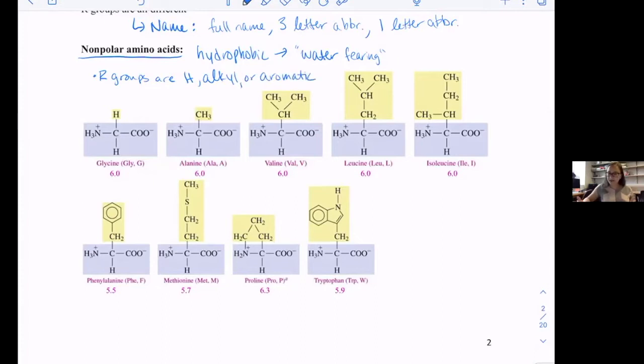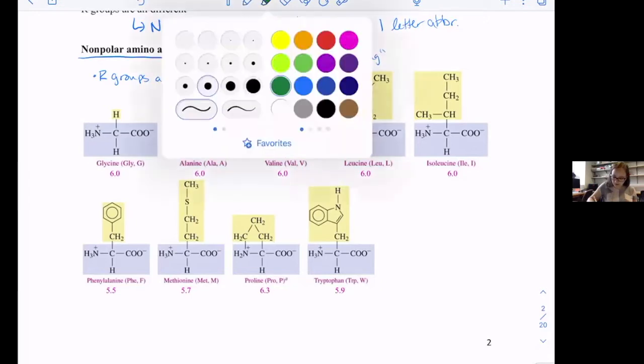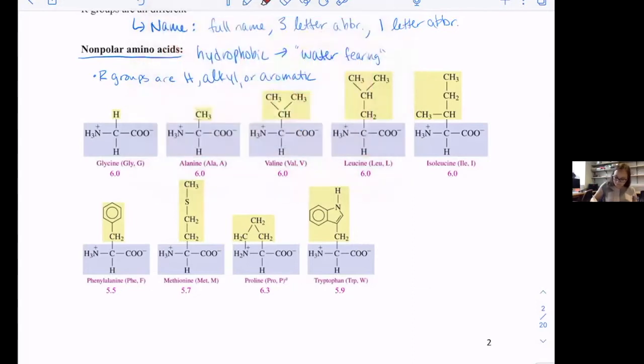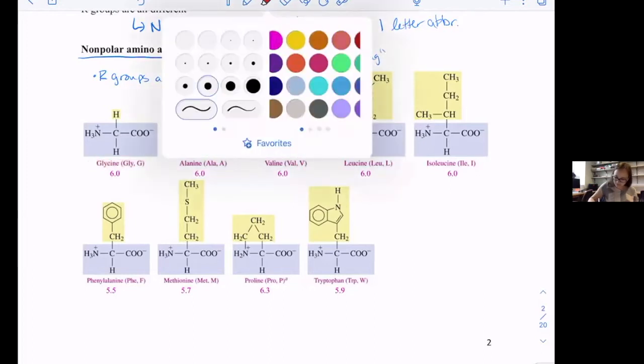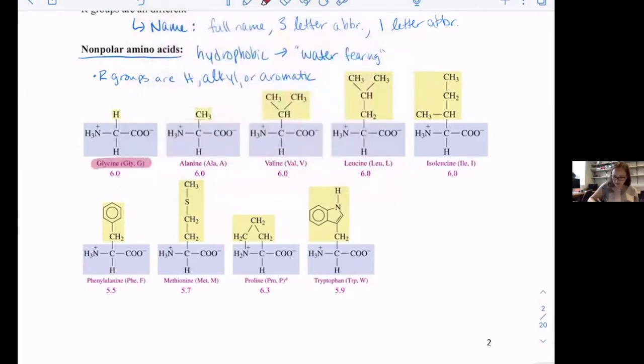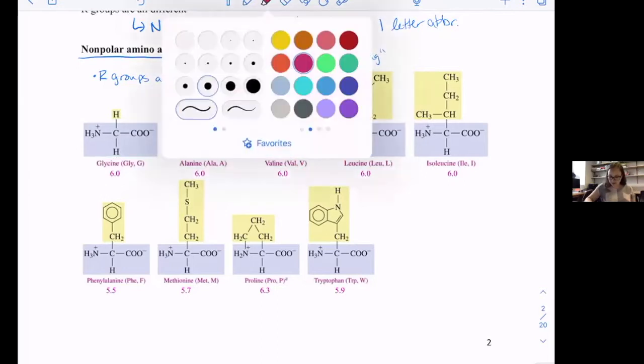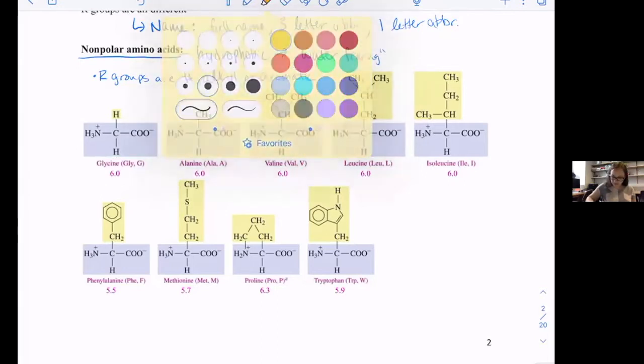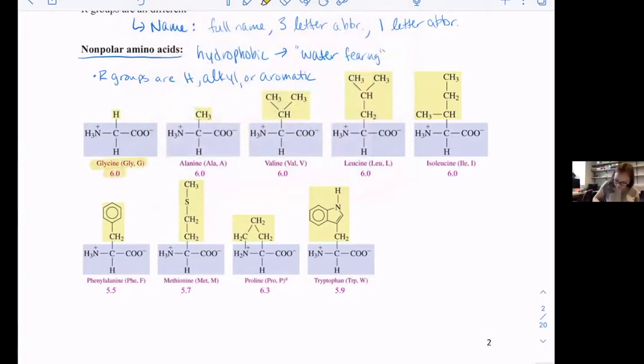Okay, so looking at these amino acids, we'll look at this first one here. Let's do red. Oh, that doesn't look very good. How about pink? You still see it. It's hard to see the name if I highlight it too much. So let's maybe try darker yellow. Yeah, that's good. So as you can see here, you have your name.